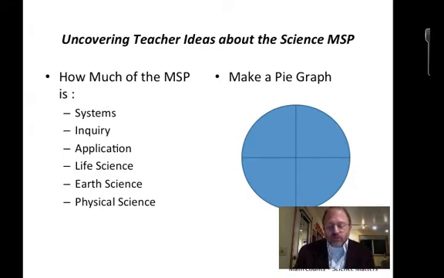Make a pie graph like you see here on this diagram in 4 quadrants like that, and then fill in the pie graph based on what percentage you think systems, inquiry, application, life science, earth science, and physical science make up of the total MSP, like in any given MSP assessment that's given to, say, the 5th or the 8th or the 10th grade. Actually, in the 10th grade, we have biology as a course, so why don't we just say 5th or 8th? What percentage of this pie graph do you think is made up of each of these? So go ahead and pause the video now and complete that, and if you're working with more than one person, when you're finished with your conversation, you can go ahead and continue the video.